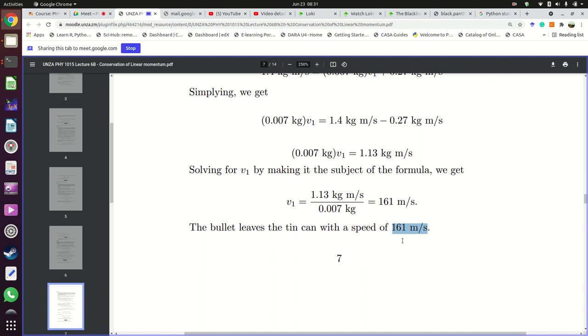Now, with this, I think you can see that if one tin can reduce the velocity of a bullet from 200 to 161 meters per second, it's possible for you to stop a bullet with a couple of tins. If you put in one more tin, let's look at the percentage reduction right now: 161 minus 200, divided by 200, times 100. So basically, one tin can has reduced the velocity of the bullet by about 20%.